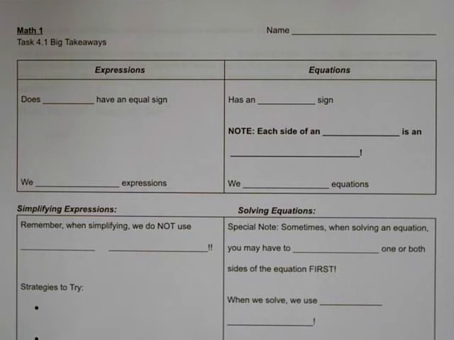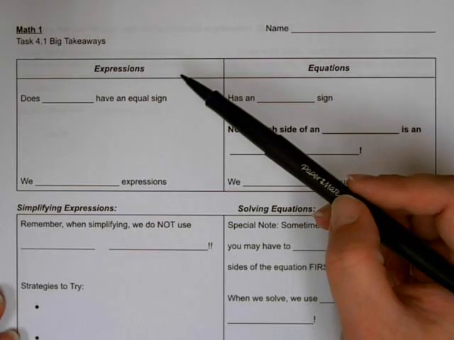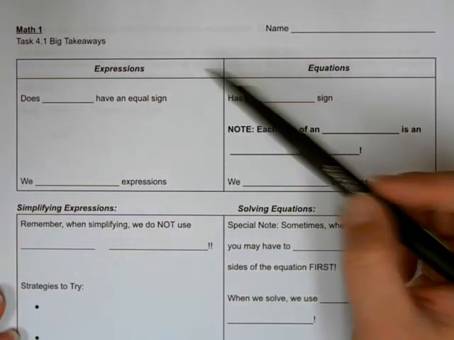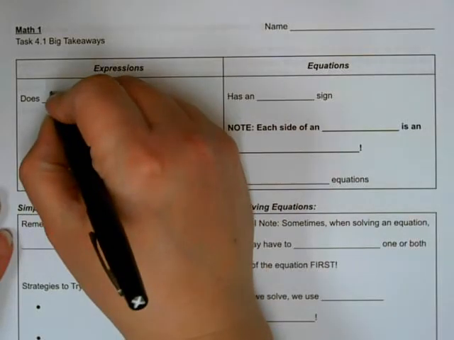And this doesn't have everything, but this has the really big stuff that I needed you to make sure you understand before taking this quiz tomorrow. So we talked a lot about the difference between expressions and equations. So expressions are the ones that do not have an equal sign.